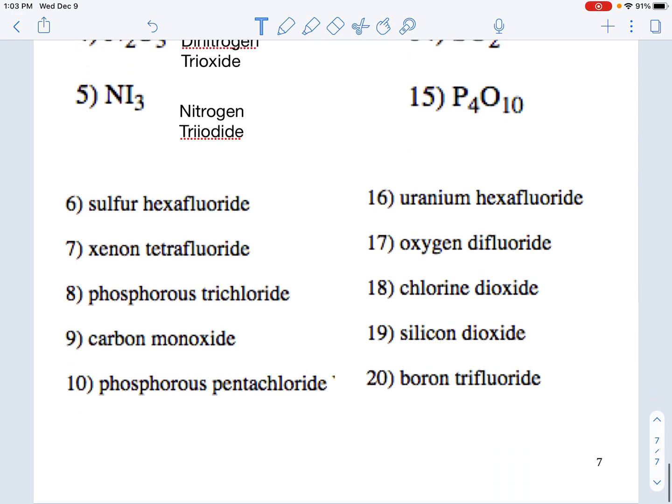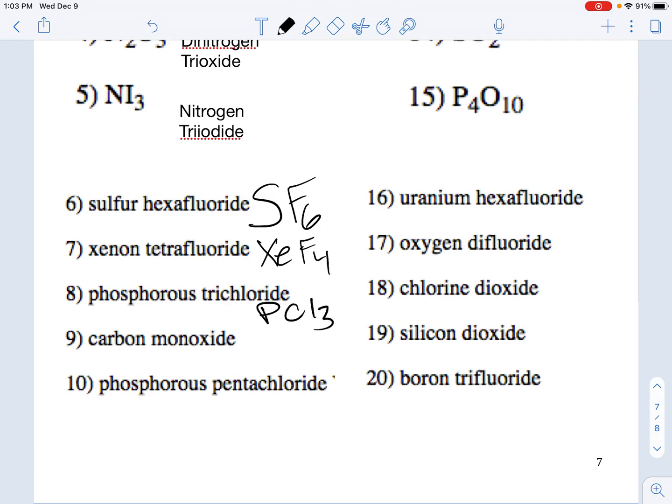Okay. Here I got sulfur hexafluoride, that means I have 1 sulfur. Hexa means 6, SF6. Xenon is Xe. Tetrafluoride means I have 4 Fs. Phosphorus is 1, trichloride is 3, carbon monoxide, and phosphorus pentachloride. So the penta tells you have 5 chlorines. All these don't have any prefixes out front, so that means I only have 1 of my first element.